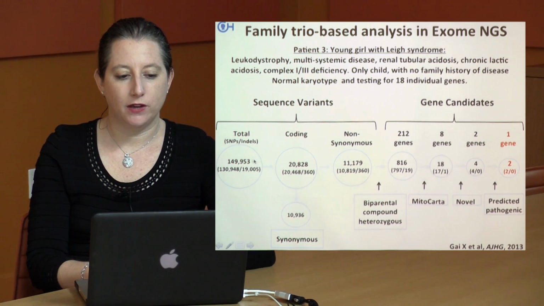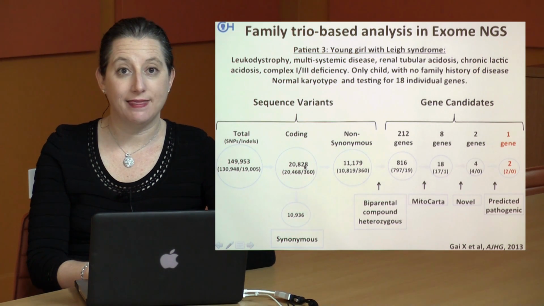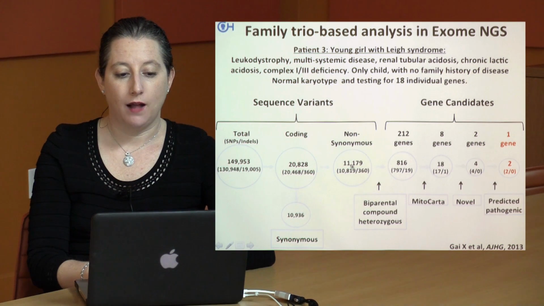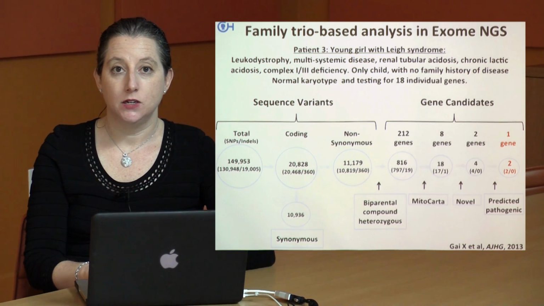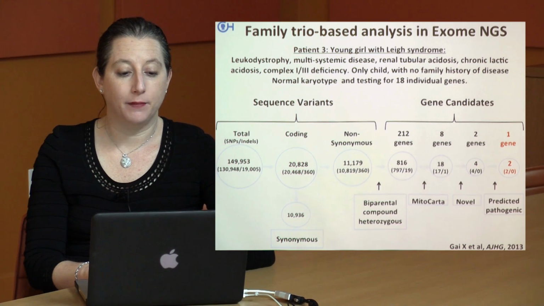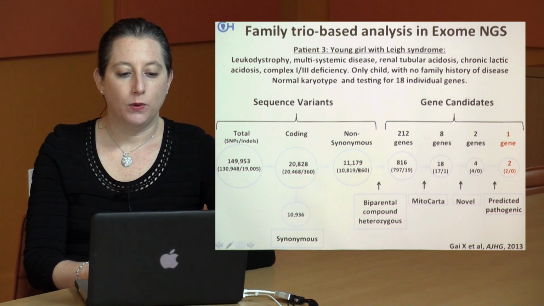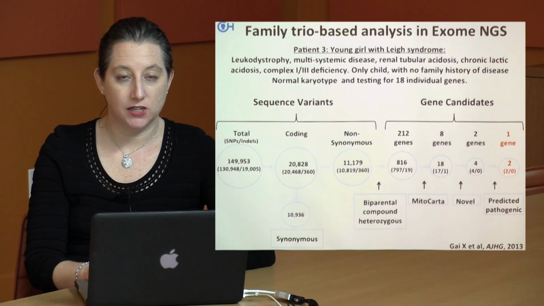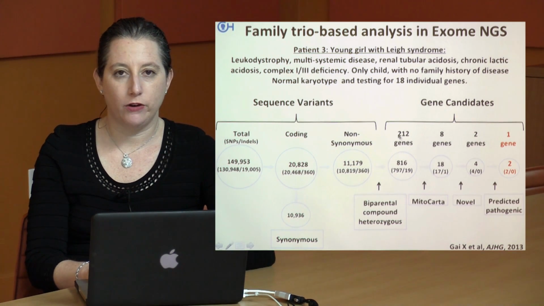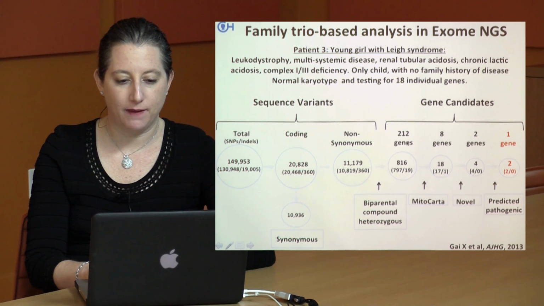So what we did is of those 150,000, we found that about 20,000 of those variants were in actual coding portions of genes. 11,000 or so changed the amino acid to one that would be thought to be problematic within the protein. We were able to see that if we were modeling a recessive disease where each of her parents would have to have one mutation each in a given gene, again, not the same mutation necessarily, but the same gene, there were 212 genes that escaped that filter.